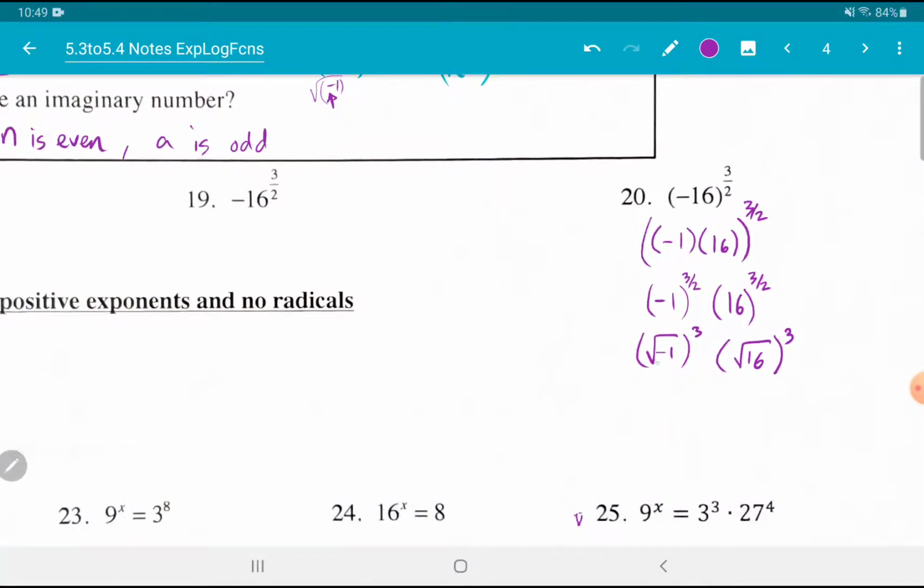What does that mean? The square root of -1 is the same thing as i, so you have i to the third power. And here the square root of 16 is 4, so you have 4 to the third power. What's 4 to the third power? That's going to give us 64. What's i to the third power? That's i times i times i. We know i squared is -1, so that's going to give us a negative. But then we have a solitary i, so we're left with an i. That'll give us -64i.